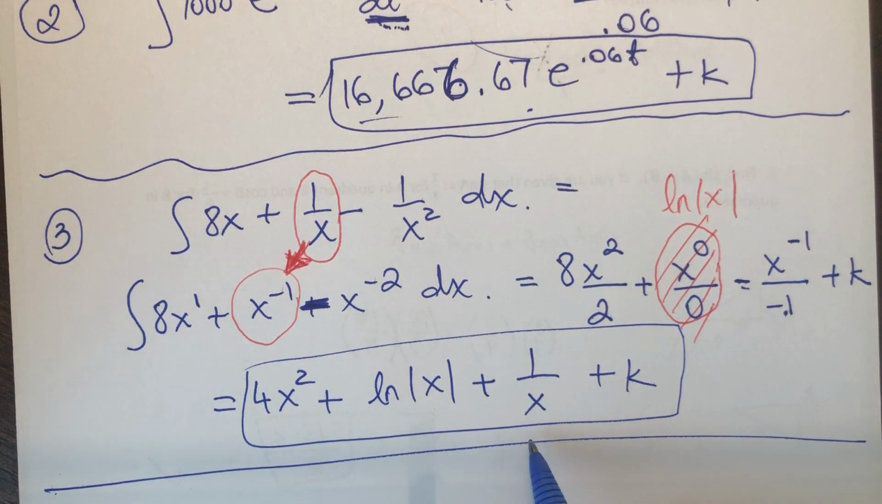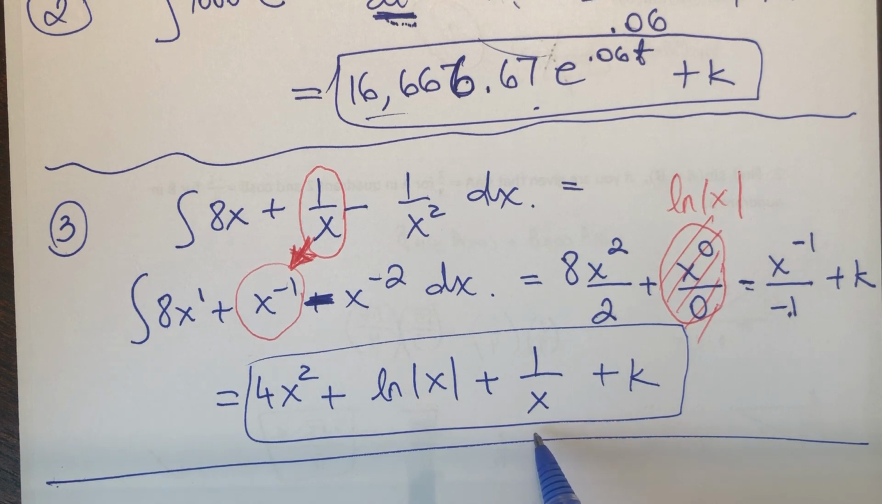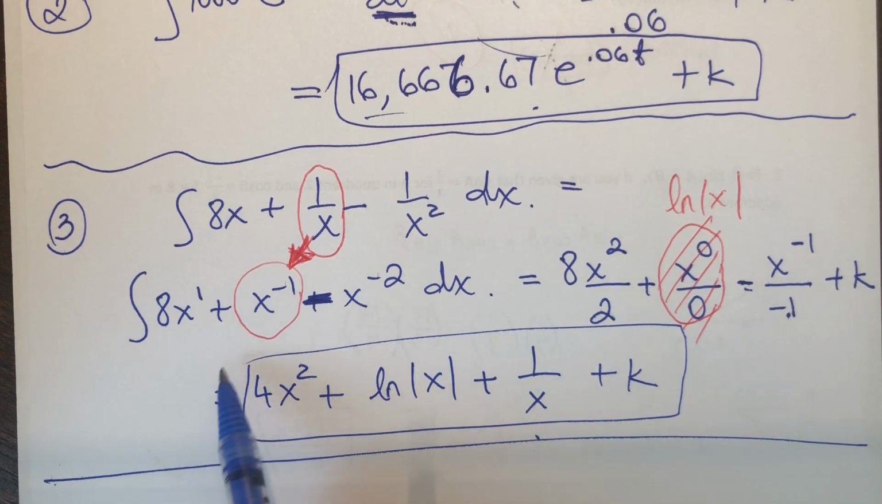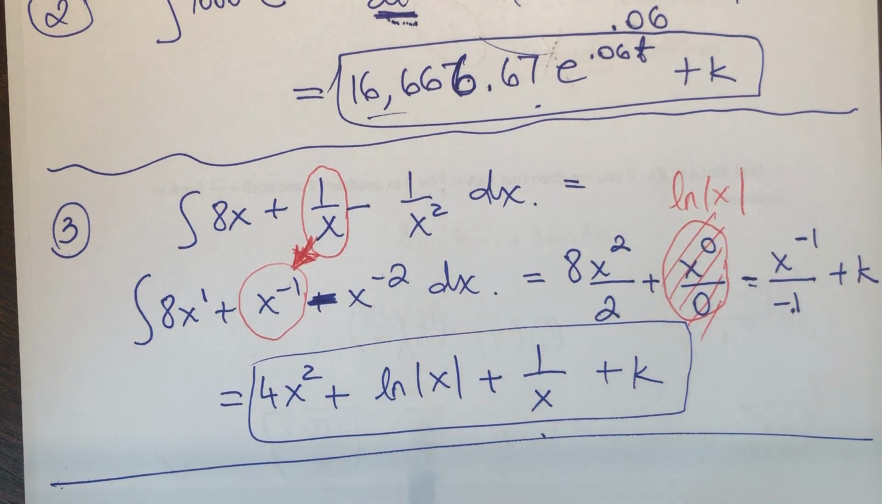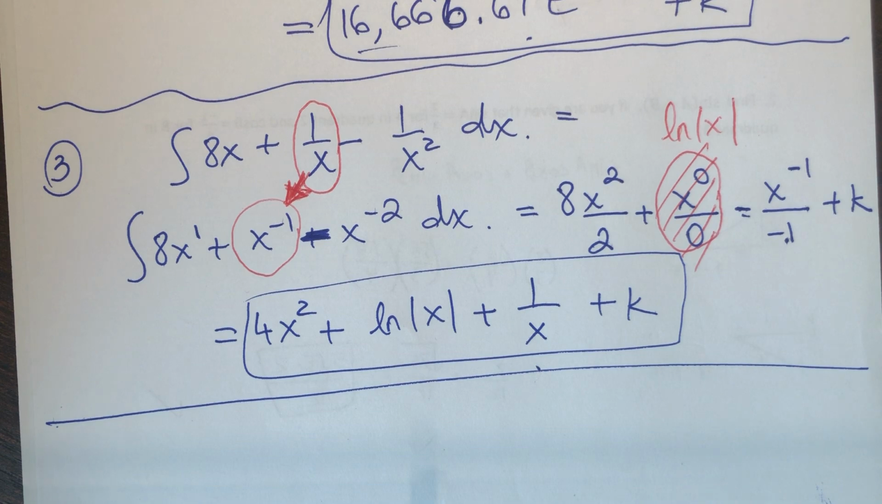So just because you see a 1 over x, and I'm bringing this up because it's a common mistake, just because you see a 1 over x, it doesn't mean it turns into an ln x. Why? I'm not asking you to find its antiderivative, right? This is done. Okay. So let's see another problem here.